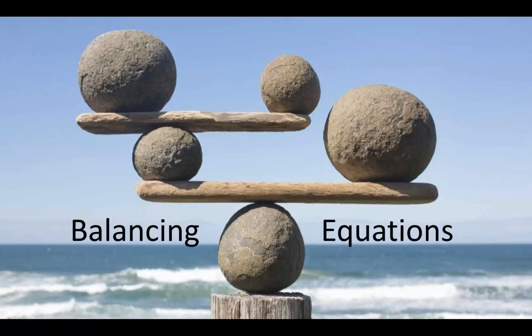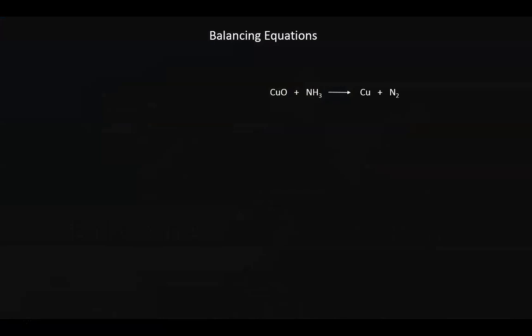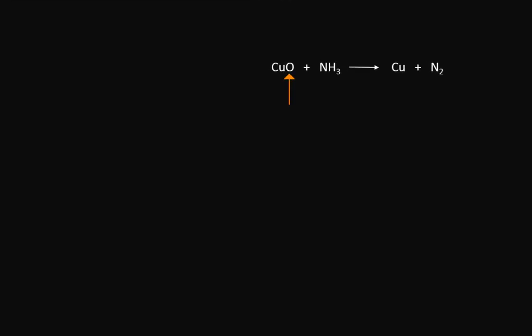Balancing equations by oxidation reduction. In this equation, copper oxide and ammonia react to form copper and nitrogen. We can see two problems. First, there is one oxygen atom here on the left, but no oxygen atoms on the right. There's hydrogen here on the left, and again no hydrogen on the right.